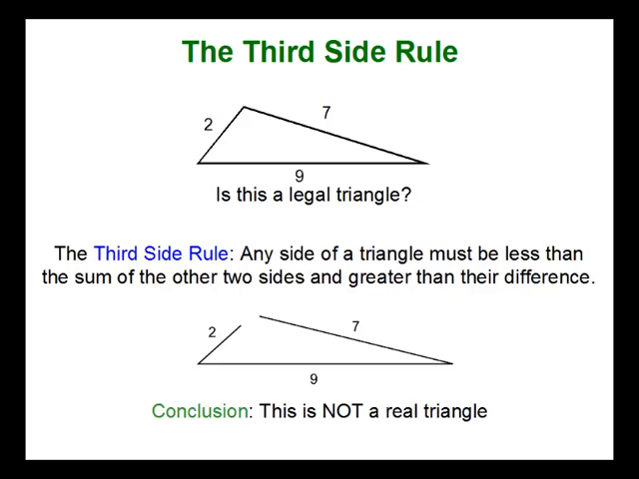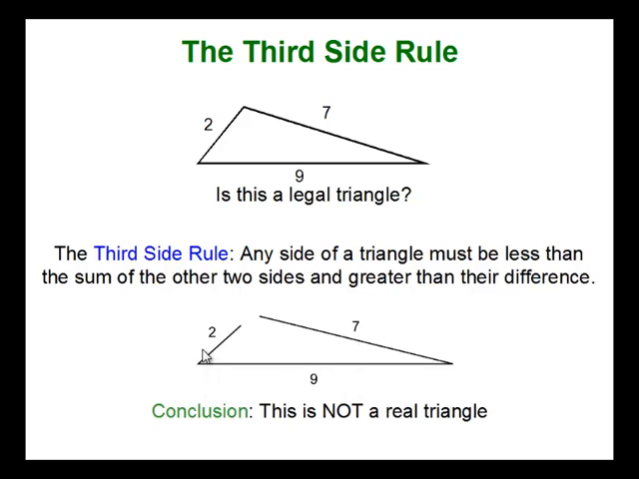Okay, so let's look at this. Here, 2 is exactly equal to the difference of the other two. So it can't be equal to the difference. It has to be greater than the difference of the other two.